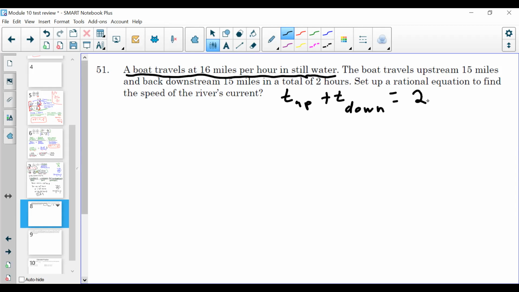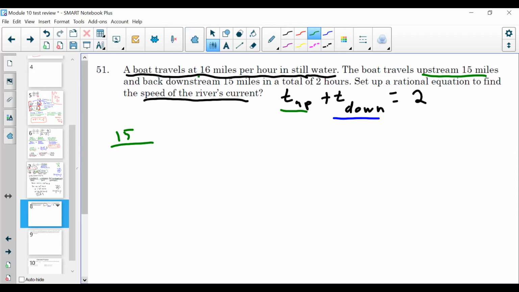And I want to figure out what the speed of the river's current is going to be. So to figure that out, I'm going to set up the equations for both of these. What is the equation for the time upstream and what is the equation for the time downstream? So time is equal to distance divided by speed. So the time upstream, I'm told we go 15 miles up and downstream. So I know for the time upstream, the distance is 15. And we're going to divide that by its speed.